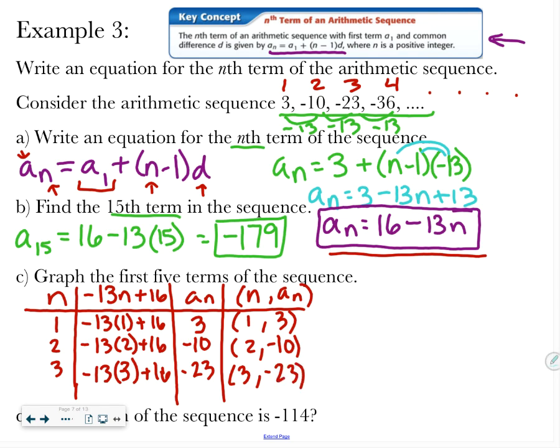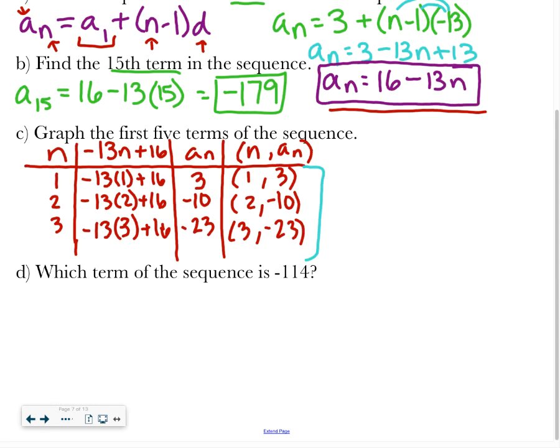And so I would go through and I would plot all of these points plus the fourth and fifth terms. I'm just going to skip that to save time for you guys. And we're going to look at letter D and determine which term of the sequence is negative 114. So we want to know, if we were to write out all of the terms, what term number is negative 114? So the way that you solve this, we take that negative 114 and you set it equal to your equation.